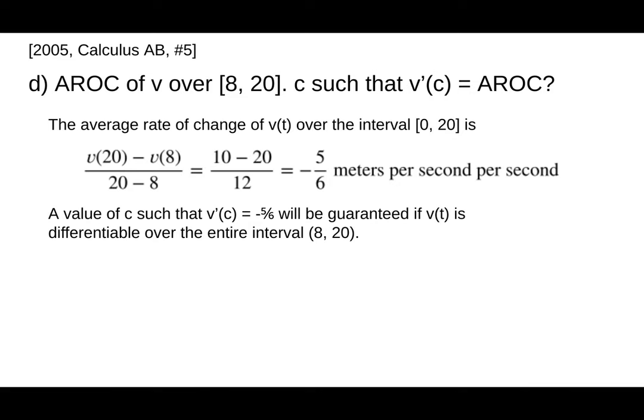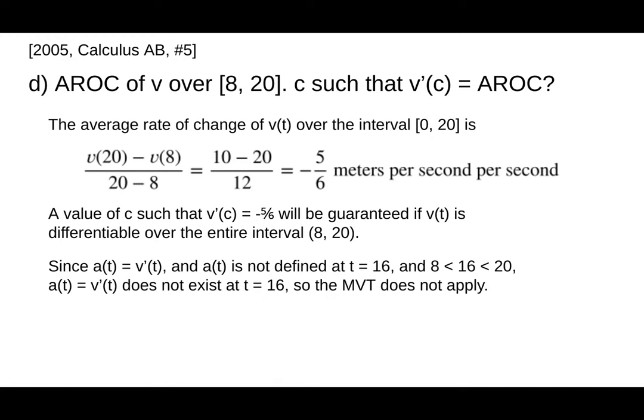Well, there would be such a c if v of t is differentiable over the entire interval from 8 to 20. If it is, we're all set. If it's differentiable over that interval, we can use the mean value theorem, and that would guarantee the value of c that we're interested in. But there's a problem. Our function a of t is v prime of t, and as we saw in the previous part, a of t is not defined at t equals 16, and since 16 is between 8 and 20, it's in the interval we are after.